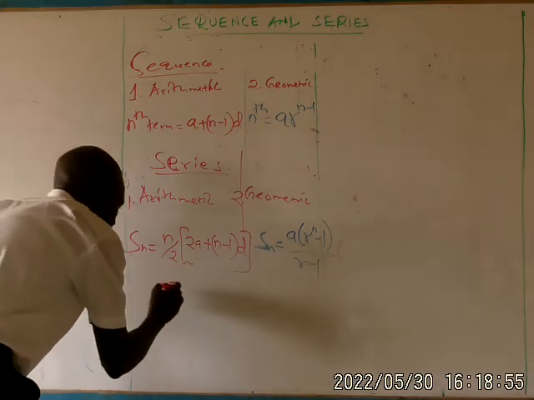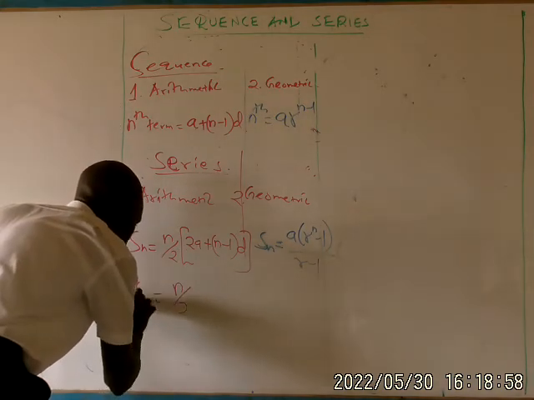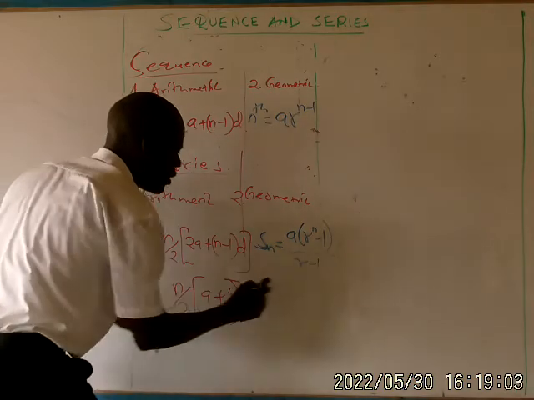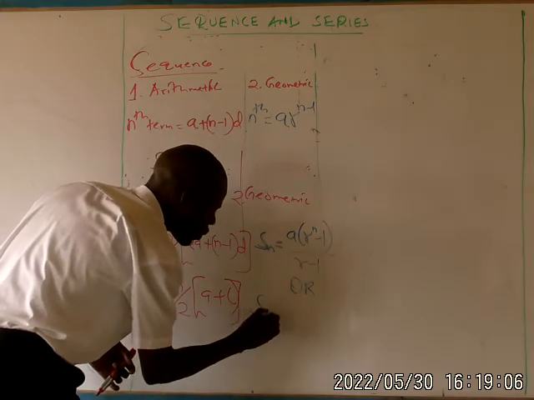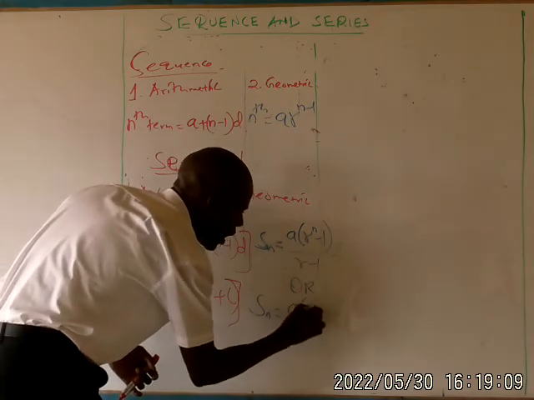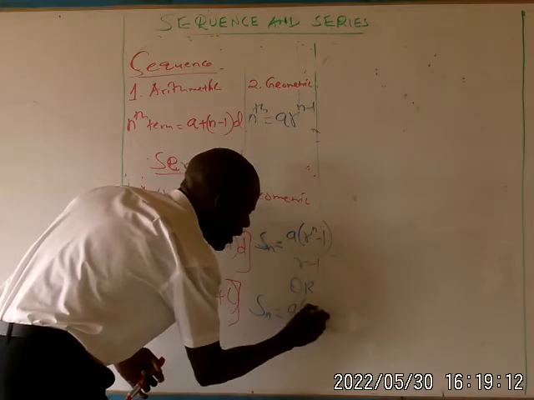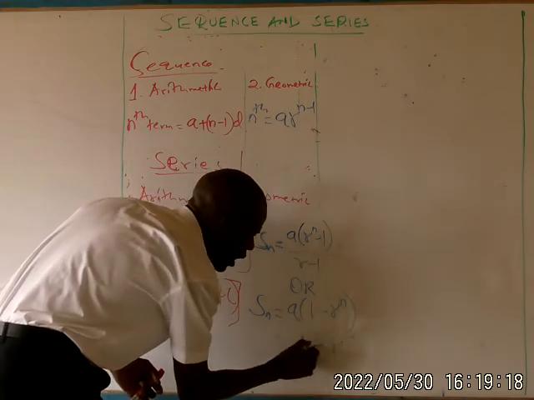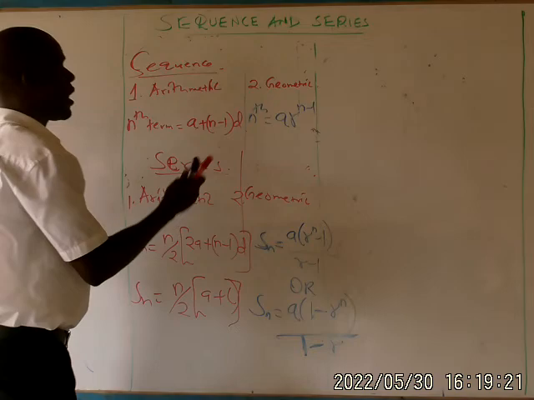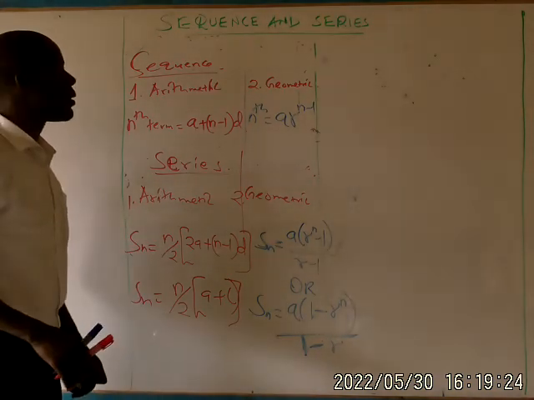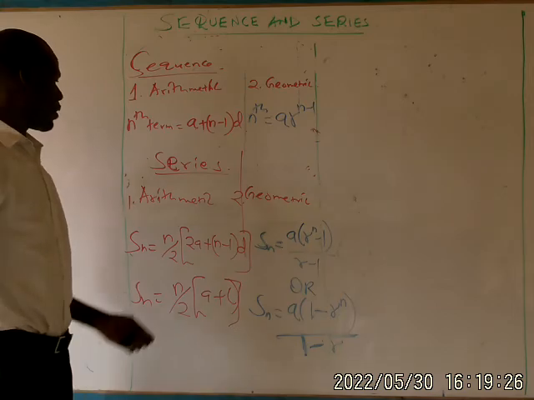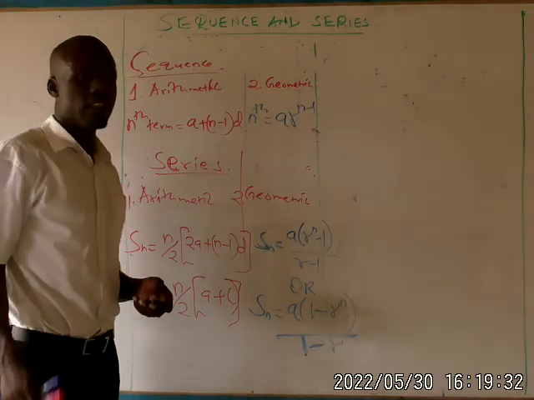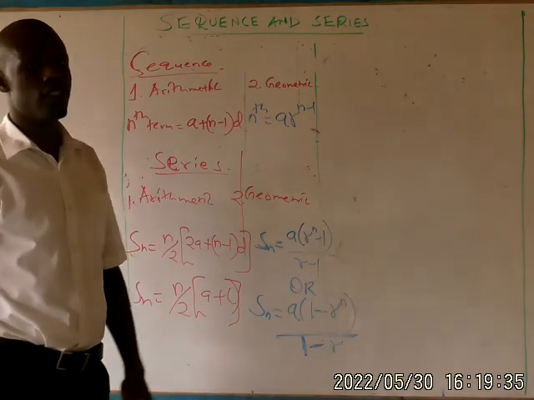But we also said you can use the last term, a plus the last term. And if the sequence is decreasing, Sn is a(1 minus r^n) over 1 minus r. So that's what you can have there. Those are the general formulas you can apply to get your answer instead of adding, which makes the work tedious. Thank you, and that is the sequence and the series for today.